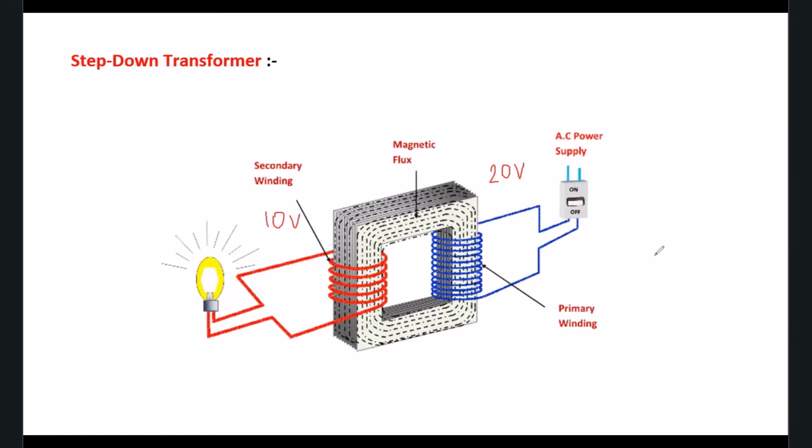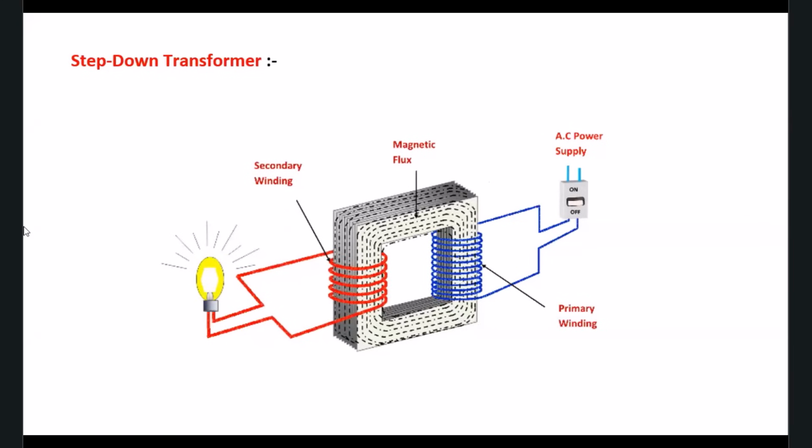So the transformers in which the applied voltage or the power or the energy is more as compared to the output power or the voltage or the energy, that type of transformer is called the step down transformer.